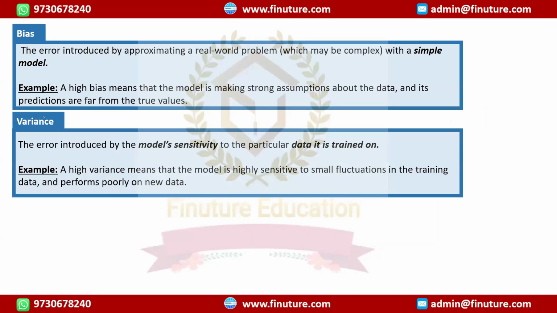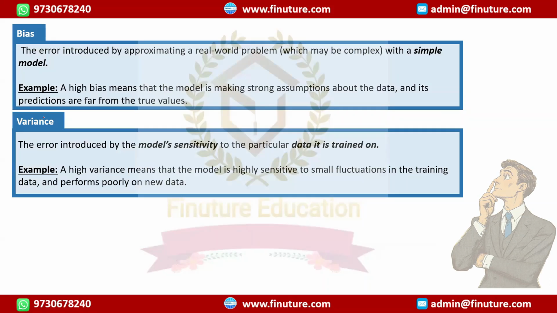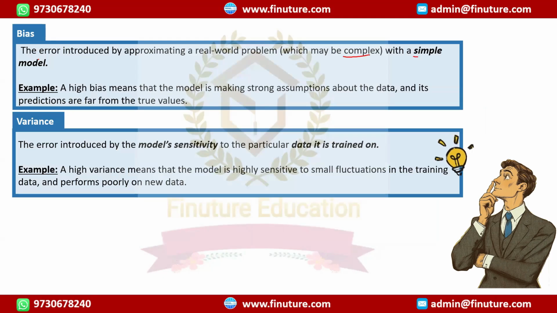Next, whatever I just explained, if I had shown you these bullets earlier, perhaps you would not have followed, but given that I showed you visuals, it would now be very easy to understand. If you look at bias, it is the error introduced by approximating a real world problem, which may be complex, with a simple model. Your data is complex but you're using a simple model. There you talk about higher bias, like we talked about in underfitting. So in underfitting, bias is quite high.